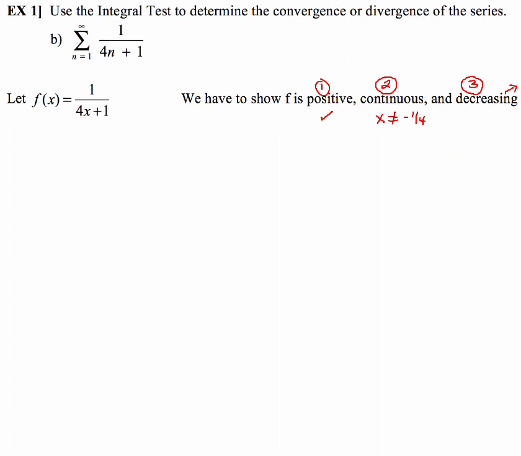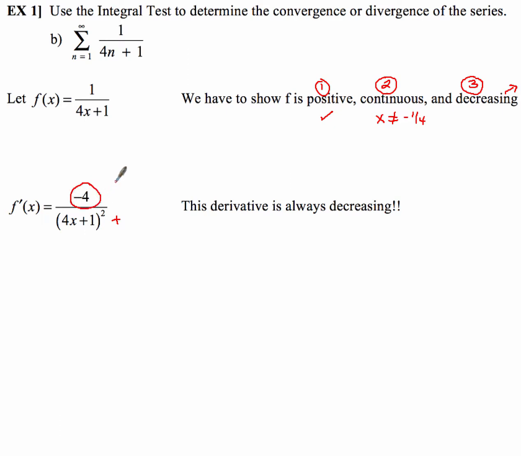Now decreasing, of course, we're going to have to get after that first derivative. When you take the first derivative, you'll end up with f prime of x equals negative 4 over the quantity 4x plus 1 squared. The denominator is always going to be positive because you're squaring it. And the negative 4 in the numerator is always going to be negative. So we're going to have a negative over a positive, which means our derivative is always negative. Our slope's always going to be negative. So now we've met that third condition for being able to use the integral test.